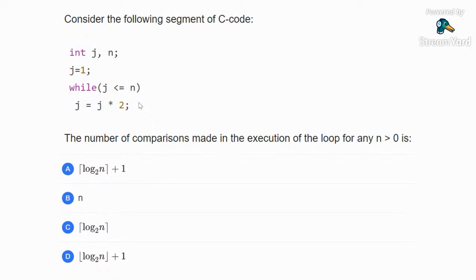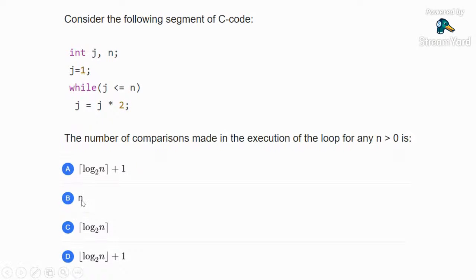Now see the first option. This is log n base 2. Now you tell me, what is the value of n? The value of n will be 5. What is log 5? Log 5 base 2 will be 2 point something. You are taking the upper bound of this. So suppose it is 2.23, then this 2.23 gets converted into 3 and then 3 plus 1. So in total how many comparisons are required? 4. I think this option A is correct. Just check the other options also.